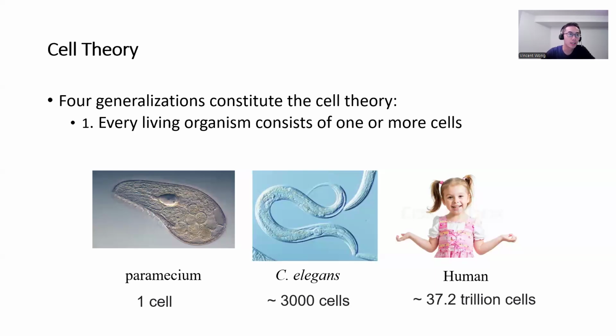Now I'm going to talk about the cell theory. The cell theory has 4 parts to it. First part of the cell theory states that every living organism consists of 1 or more cells. If it has 1 cell, then we say they are unicellular. If they have more than 1 cell, we say they are multicellular.